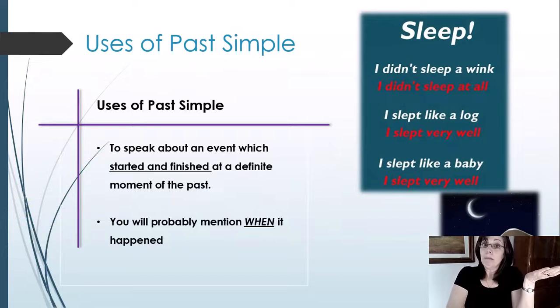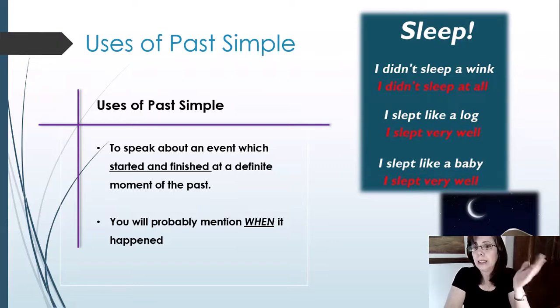When do we use it? Same as in Spanish, to speak about an event which happened, started, and finished in the past. Probably a definite moment of the past. You most probably say when that happened. If you don't say it, you know, because you can infer it from the context. I didn't sleep a wink. I slept like a log. Or I slept like a baby.